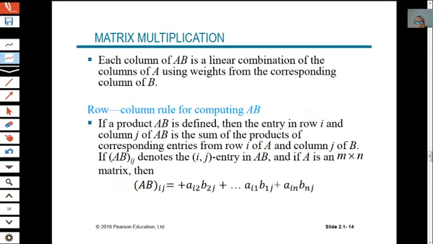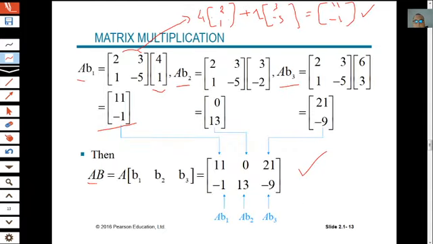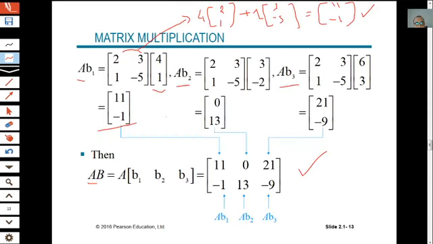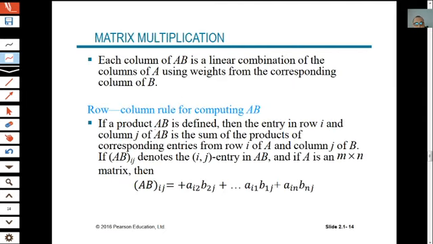So each column of A times B is a linear combination of the columns of A using weights from the corresponding column of B, as you can see. And we have a second way for matrix multiplication. I will give this way by solving an example, using the row column rule for computing the matrix multiplication.